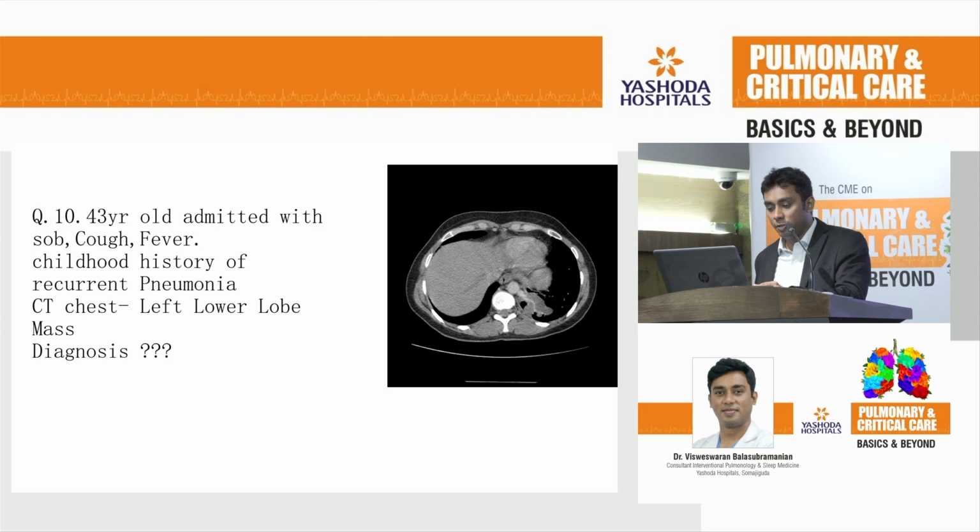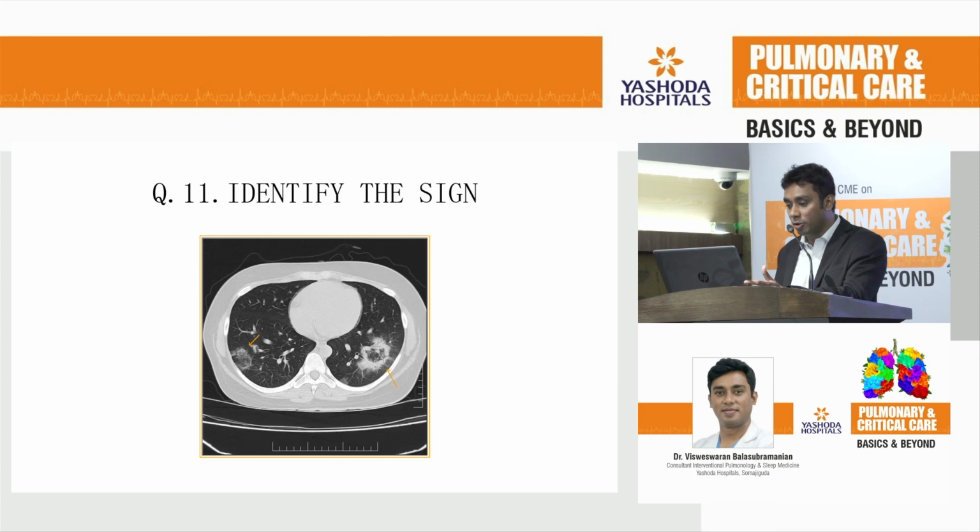A 43-year-old admitted with cough, recurrent pneumonia, CT chest, left lower lobe mass. What is this you are seeing? What is the abnormality you are seeing here? Yes, very good. But why? What you are seeing in the CT scan is the blood supply to the pulmonary parenchyma directly from a systemic artery. Whenever you have recurrent pneumonia occurring persistently at the left lower lobe, you have to ask for an angiography. Only with an angiography will you know whether the blood vessel is supplying the sequestrated lung or not.